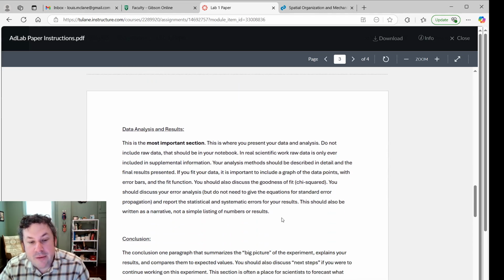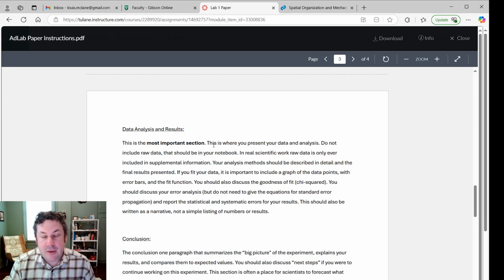Then you have the data analysis and results. Just like your lab notebook, the data analysis and results is the most important part. So this is what you spend the most amount of time on. I even bolded it here. This is where you put your data and your analysis. This is where all the plots are going to go with the fits and the information extracted from the fits.